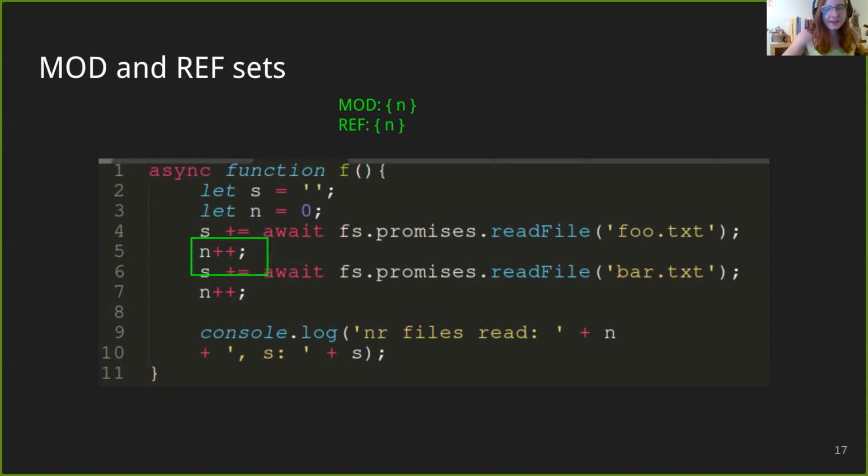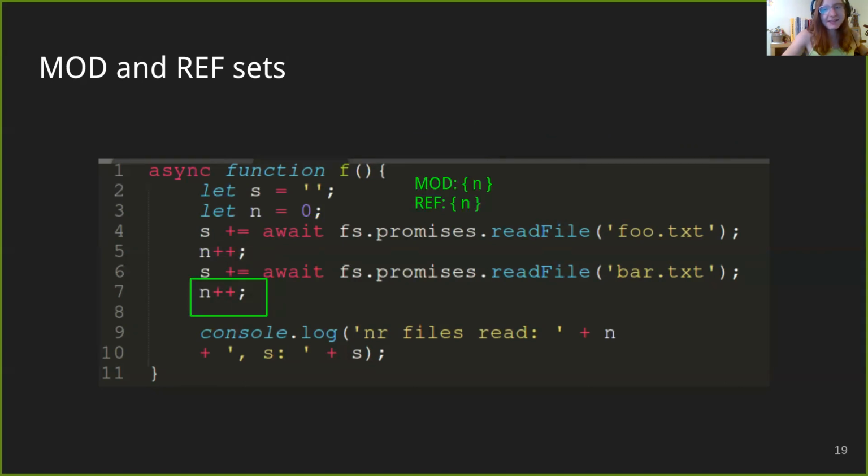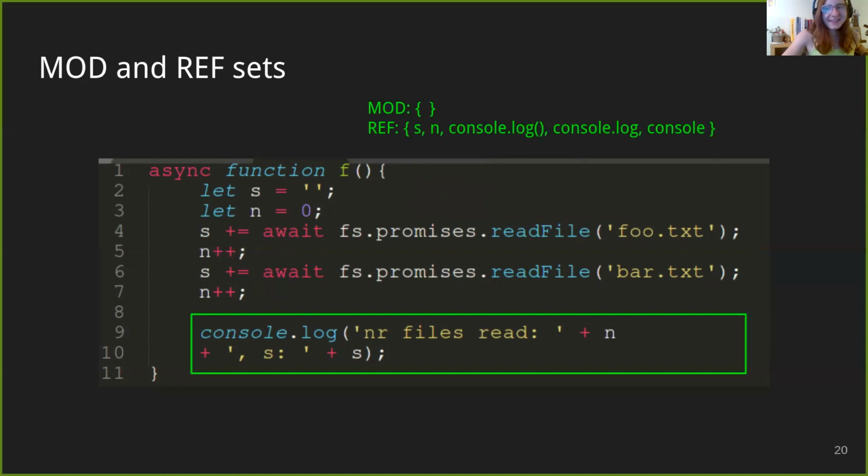So next statement, pretty straightforward. The incrementing of n modifies n and also references n. Now the next readFile has the exact same mod and ref sets. So you'll notice it doesn't matter what file name is passed into the readFile, the mod and ref sets are the same. And then n++, again, mod and ref are both n. Big surprise there. So finally, we see the last statement is this print statement. This doesn't modify anything, but it does reference s, n, and then everything involved with printing to console.